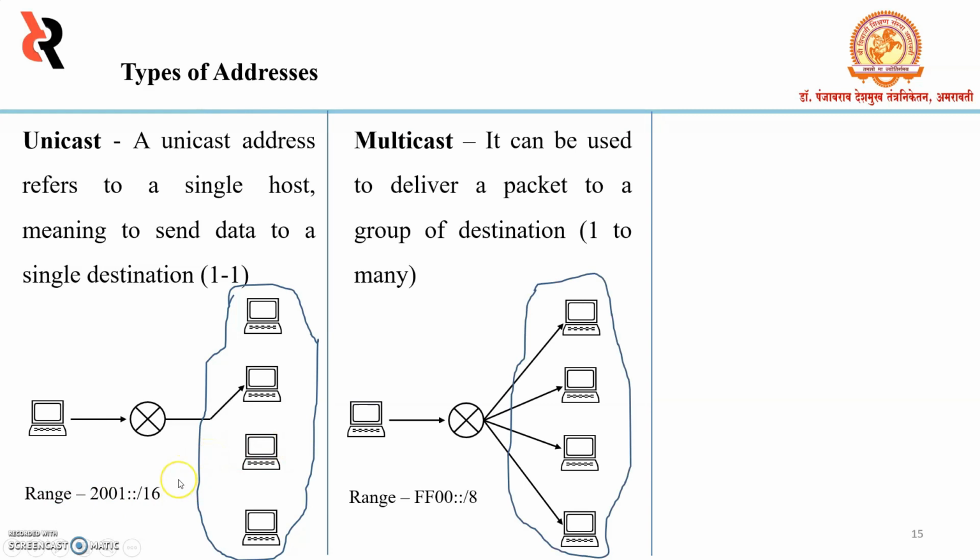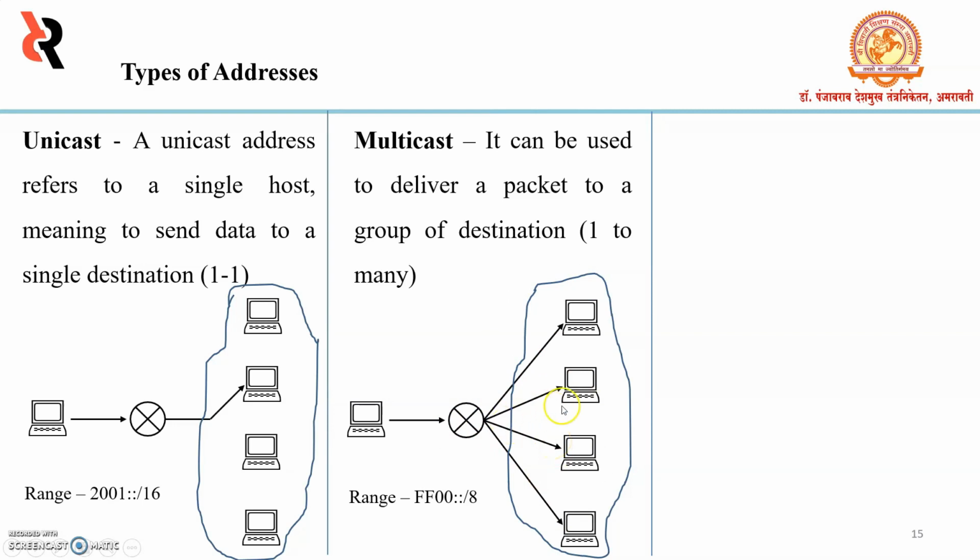In multicast, it can be used to deliver a packet to a group of destinations. That is, it works over the one-to-many concept. The range of the multicast address is FF00::/8. So whenever this computer sends a data packet, it goes through the router, and that can be sent to each host of the network.